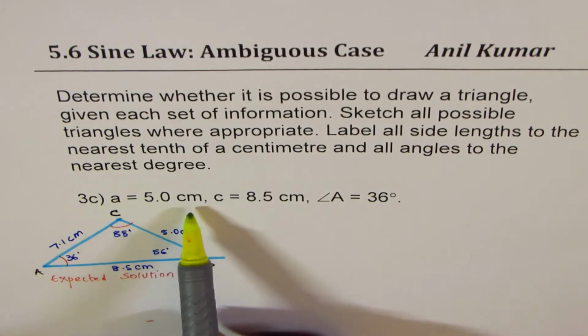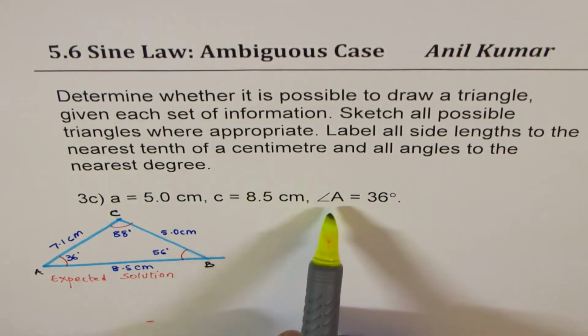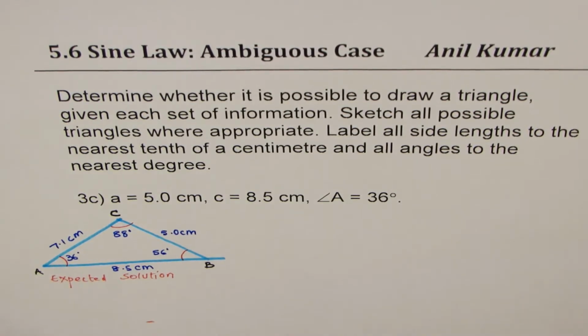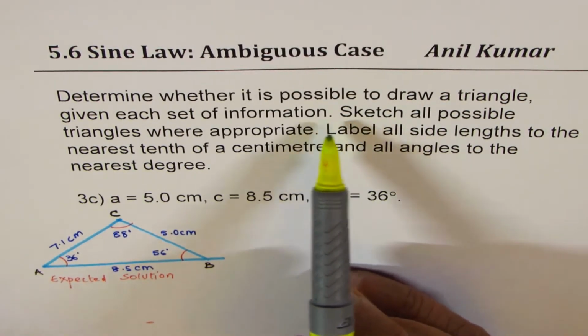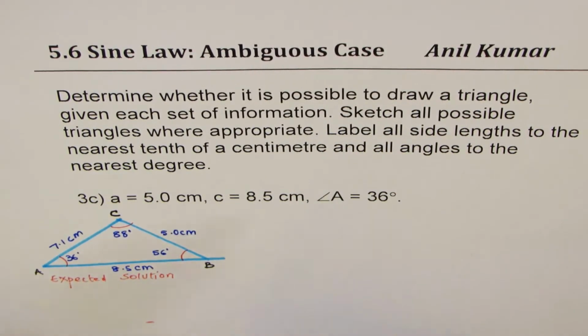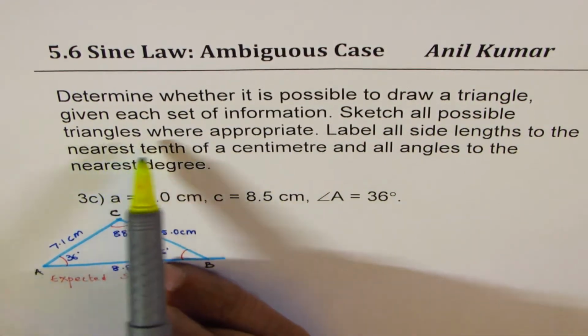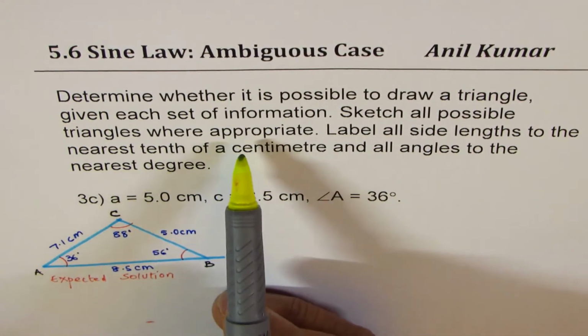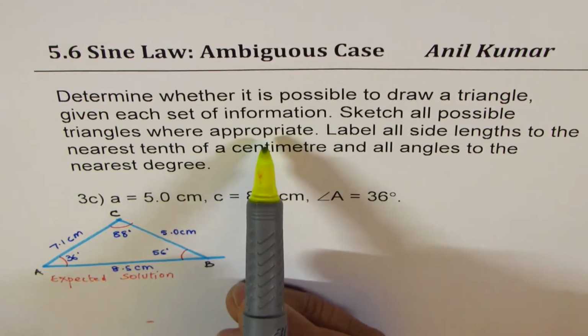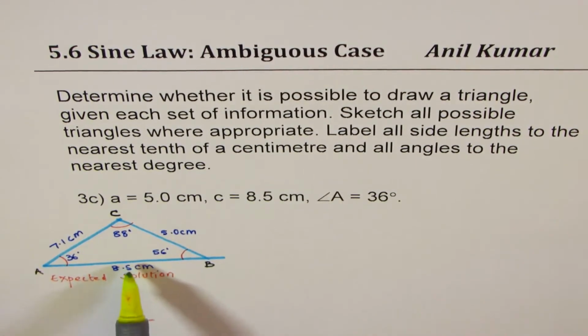a equals 5.0 centimeters, c equals 8.5 centimeters, and angle A equals 36 degrees. Beautiful question, no doubt about it. And the best part is that the question has specified each and everything, right? It says sketch all possible triangles where appropriate. We're talking about ambiguous case. Now, if the condition is that we have an ambiguous case, we might have two triangles, but the solution provided to me is just one triangle. So first request to my student, or the subscriber, I should say, is to provide the other triangle also, whether it is included in the solution or not.